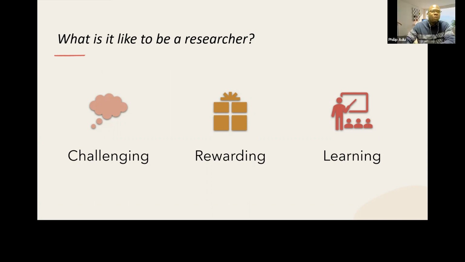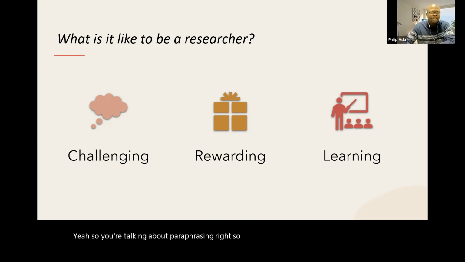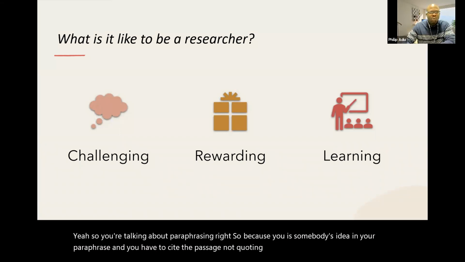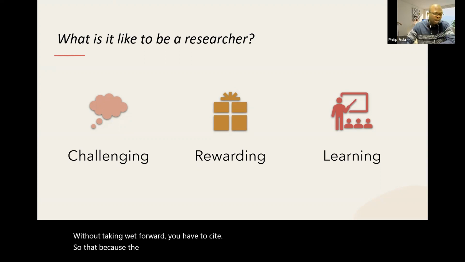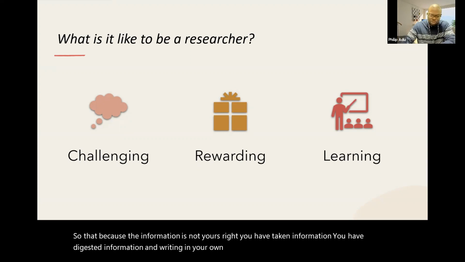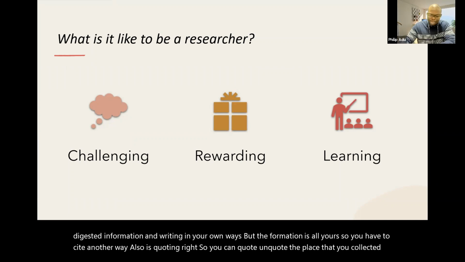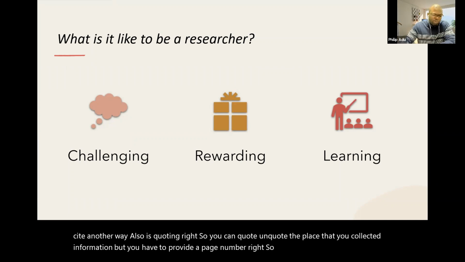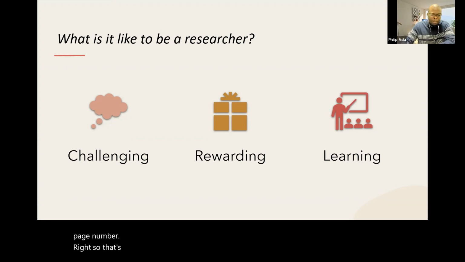Yeah, so you're talking about paraphrasing, right? Because it's somebody's idea and you are paraphrasing, you have to cite the person, not quote, right? So let's say you read something about an issue and then you are reporting it in a different way, without taking word for word, you have to cite because the information is not yours. You have digested the information and you're writing in your own words, but the information is not yours, so you have to cite. Another way is quoting, right? You can quote the place where you collected information, but you have to provide the page number so that people will know the location of that information. But when you paraphrase, you just cite, you don't write the page number. So that's the difference. Okay.